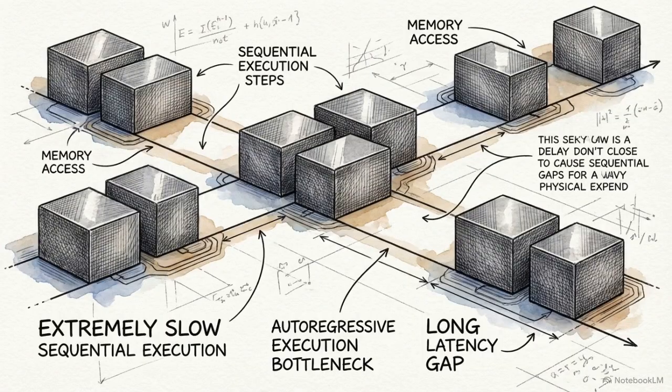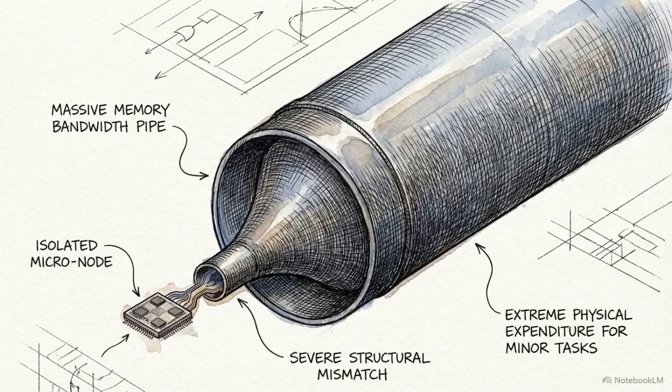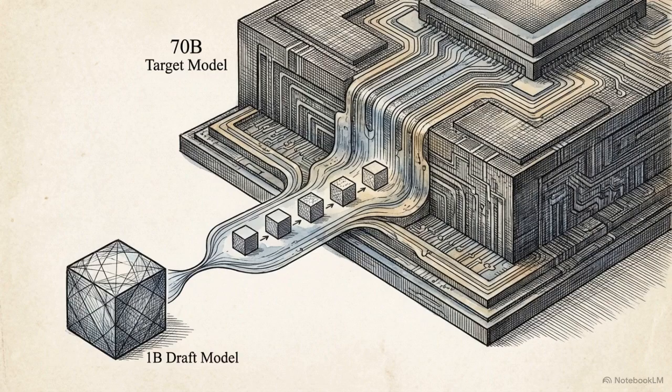Generating text step by step is an auto-regressive bottleneck. To output a single word, the system must load the entire multi-gigabyte model from DRAM. This is a massive expenditure of bandwidth for an incredibly small amount of computation. Speculative decoding introduces the draft-verify paradigm to bypass this limitation.